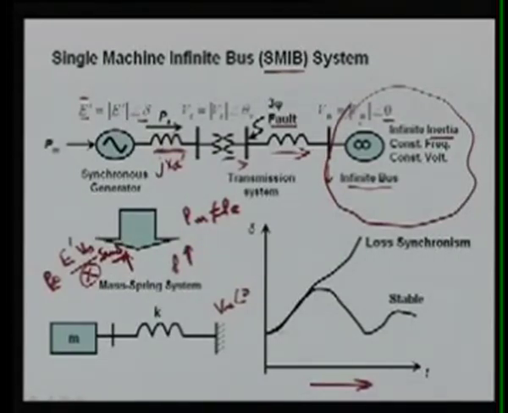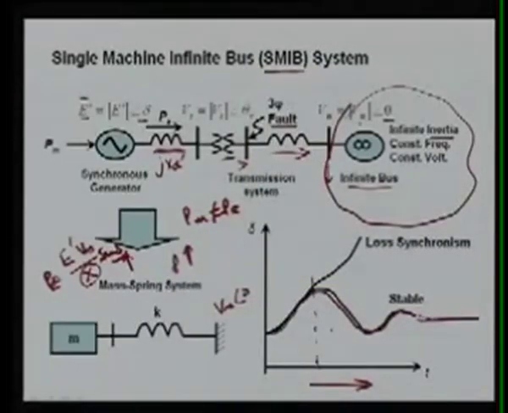One condition you can see, if delta is following like this and finally it is stable, no doubt there is a possibility at this point this fault is clear. If the fault is persisting and the fault is not severe, delta will increase and then it will be stable. But if this fault is cleared, then delta may come back to its initial value. Again it depends upon whether the fault is removed or not. If the fault is removed, then it may come to its original value and the system is said to be stable.